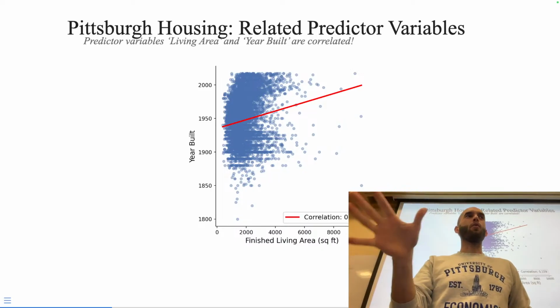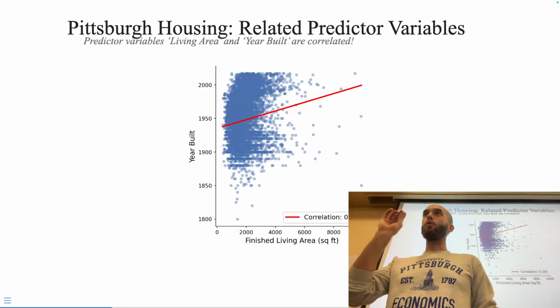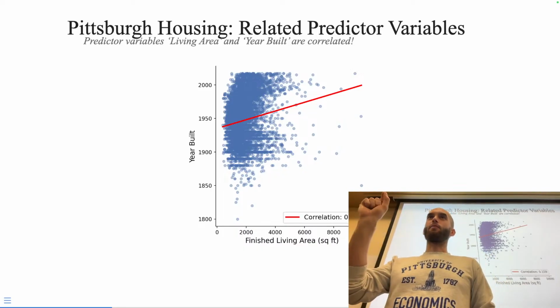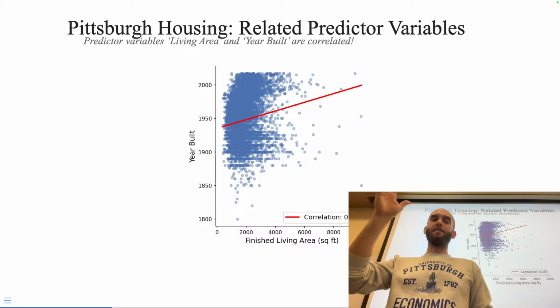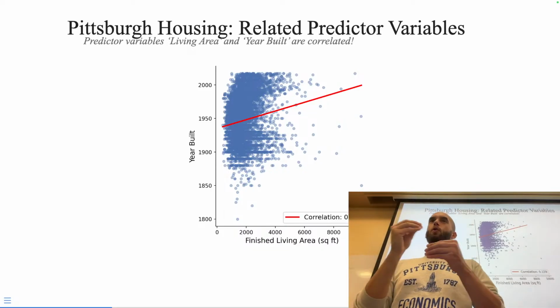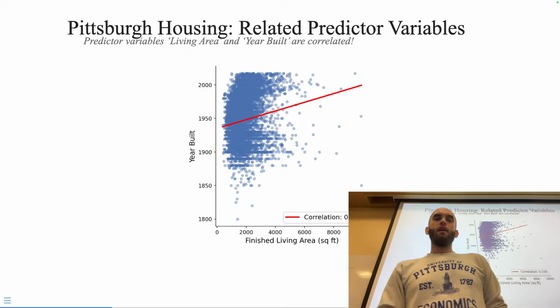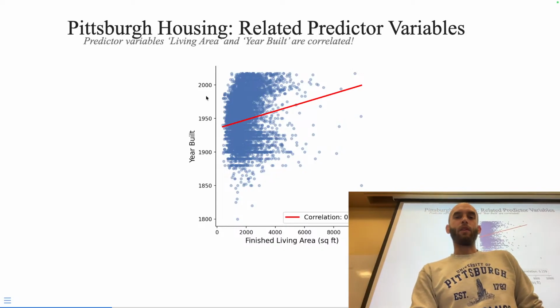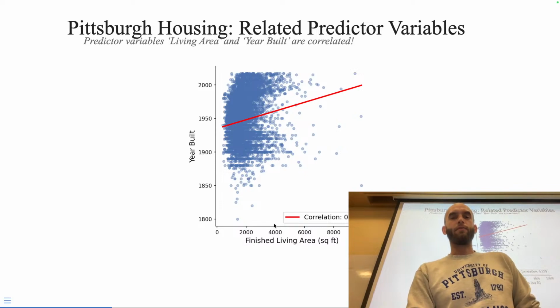These both have a relationship with housing prices, and the figure here shows a potential problem with our setup. Both housing size and the year it was built are correlated. If we try to predict the year the house was built using square footage, we get a positive relationship like this. Someone want to interpret what this figure is telling us?